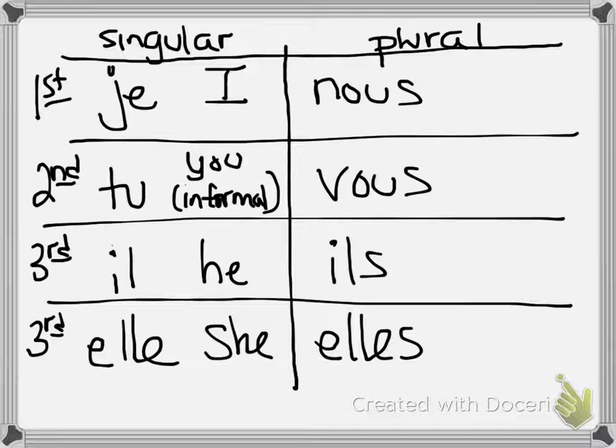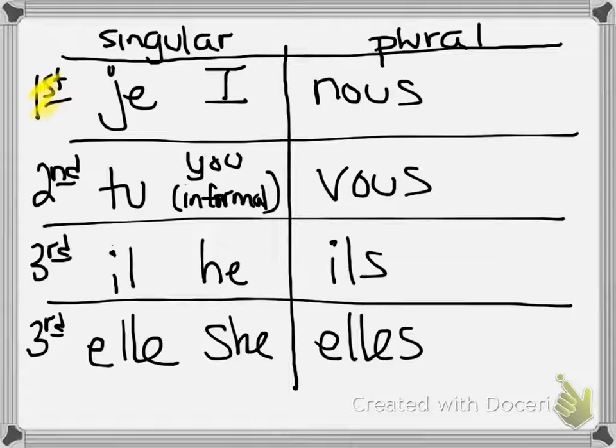We refer to first person singular, first person plural, second person singular, and third person, and so on and so forth. So everything that is in this row right here, je and nous, that's first person. Second person is tu and vous. Third is il, both singular and plural. And third is elle, singular and plural. So you don't have to necessarily know that right now, but just be aware that that's what that is.